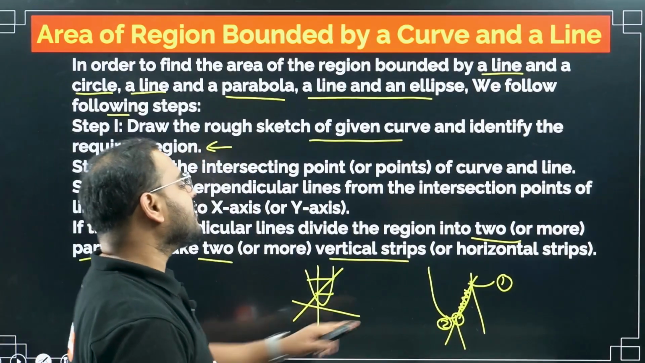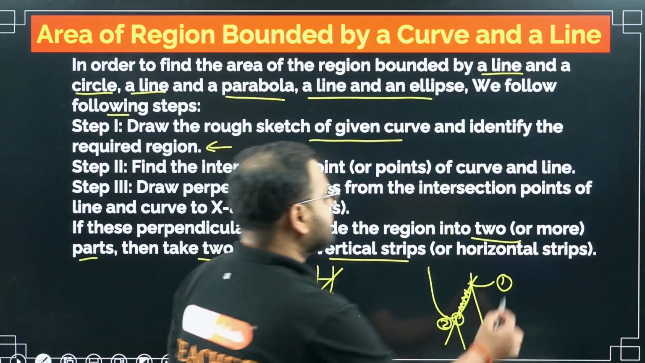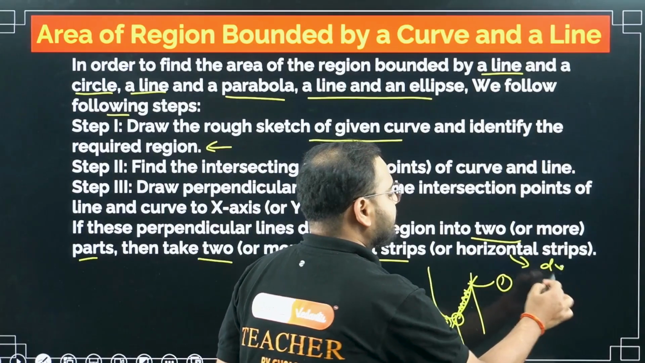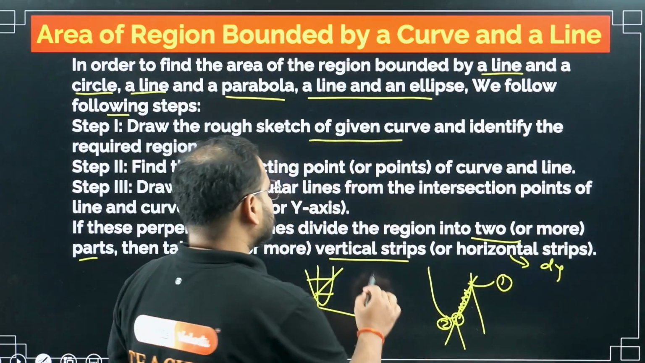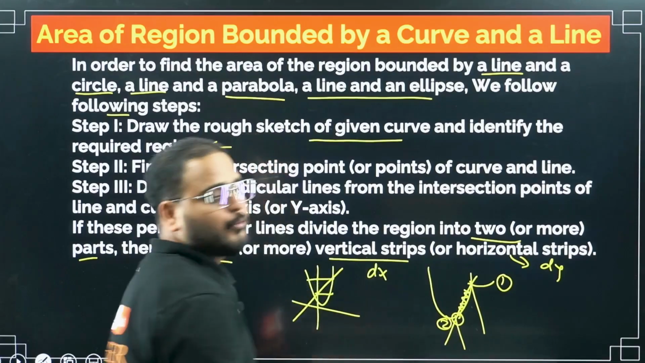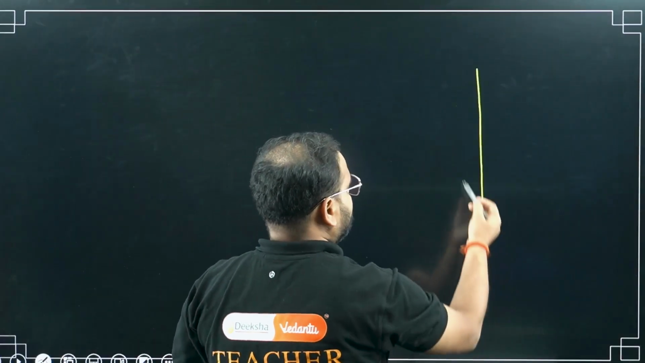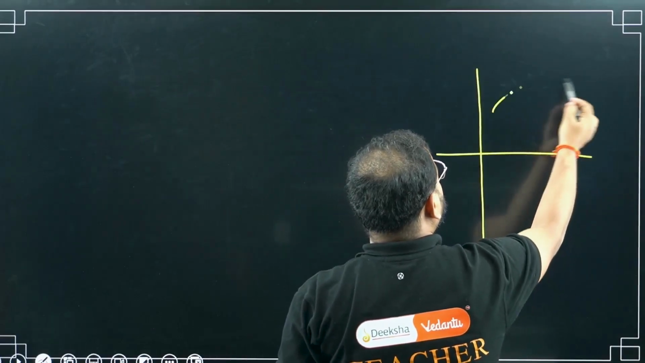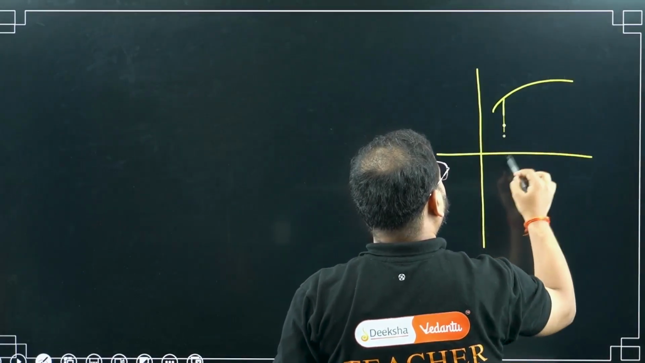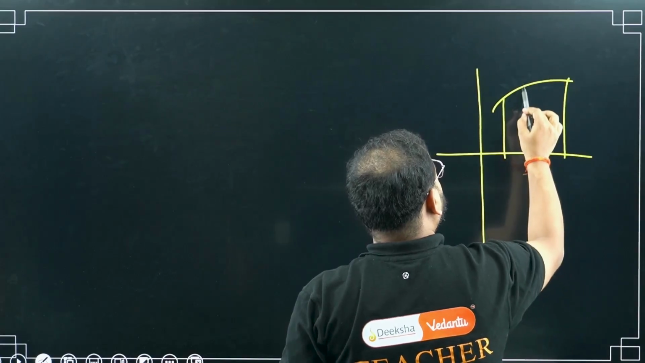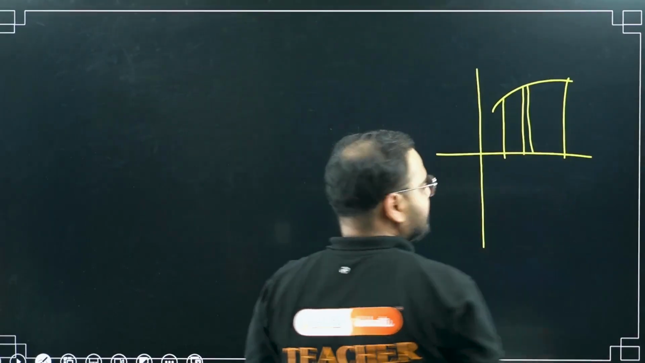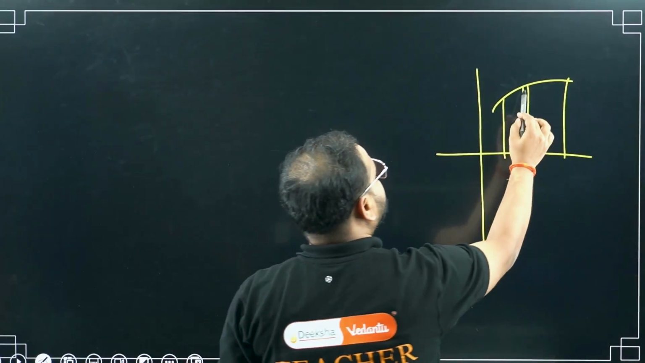Horizontal strip is the case where you take dy for the integration, and vertical means dx. I have shown you, right? Do you remember the question that we took, where the function was like this? From here to here we integrated. This was the strip, this is my vertical strip.